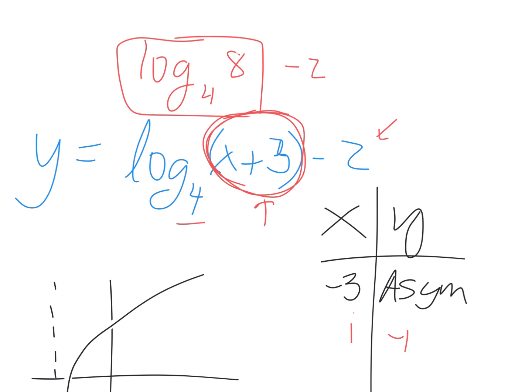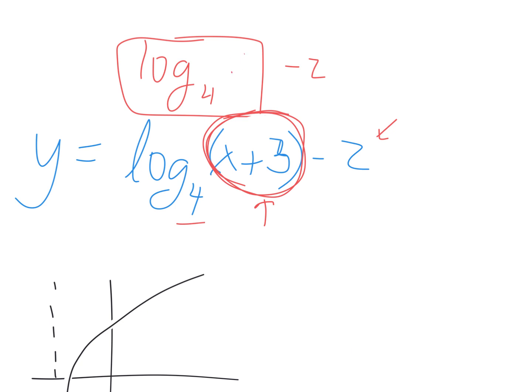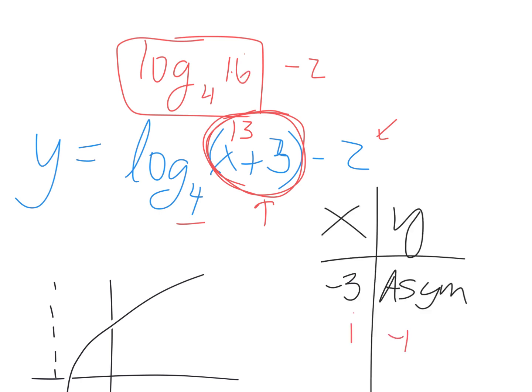Who's got a suggestion? Yes. 13. Have you lost your mind? No. That's going to work perfect. You know why? Because we have log base 4 of 16, which is just 4 squared. So that whole boxed part is just 2, and then 2 minus 2 is 0. So 13 comma 0.